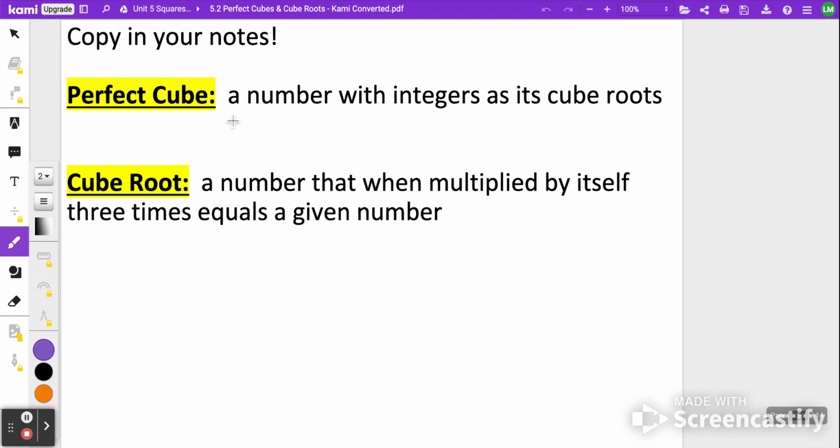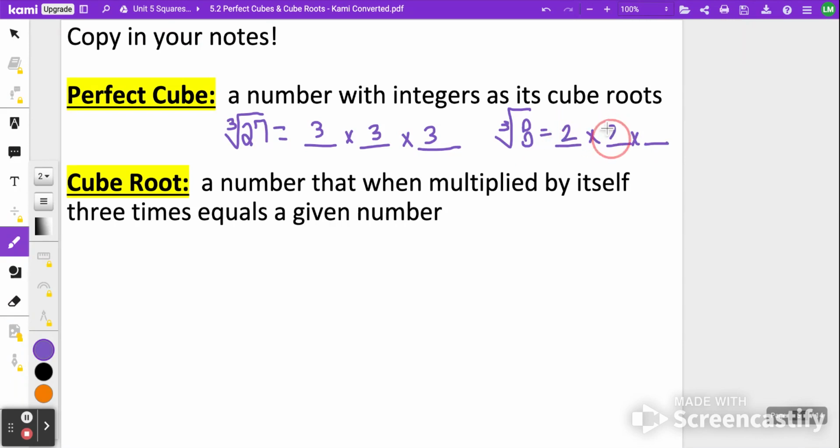So if you take like the cube root of 27, it's really just thinking what times what times what would give you 27, and it has to be the same number. That's going to be the number 3. Or the cube root of 8. 8 is a perfect cube because something times something times something will give you 8, and that number is 2.